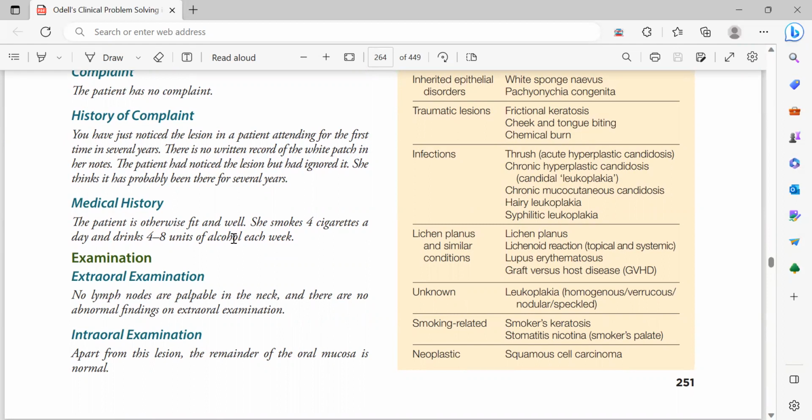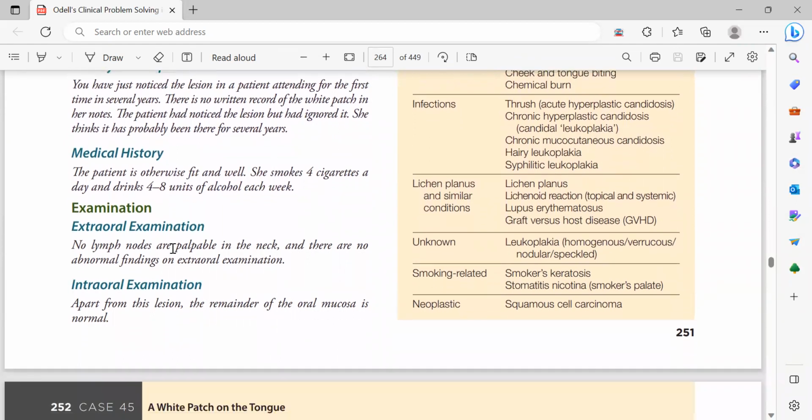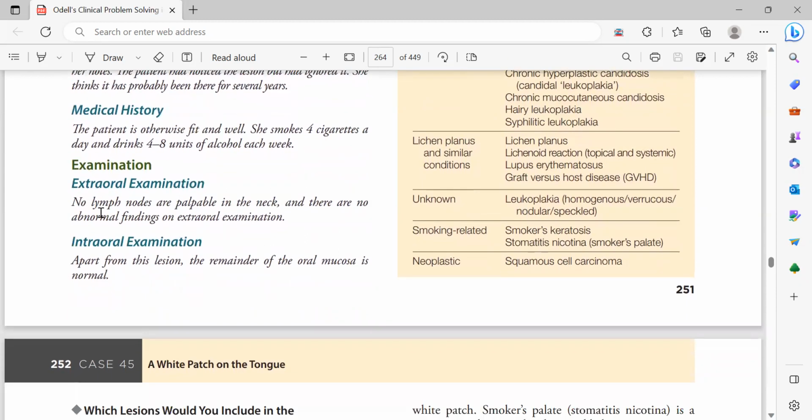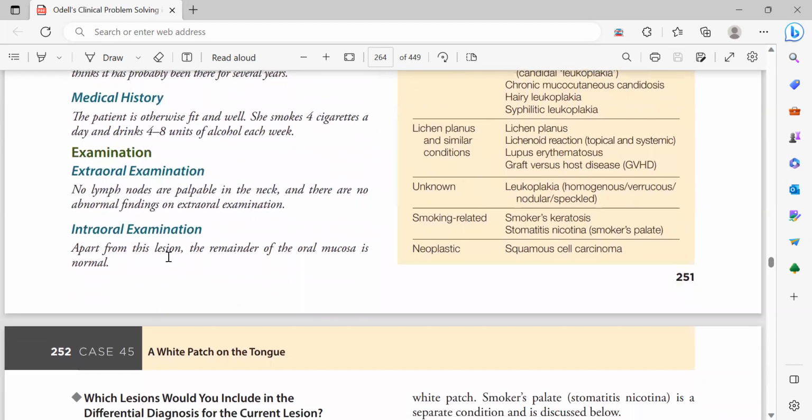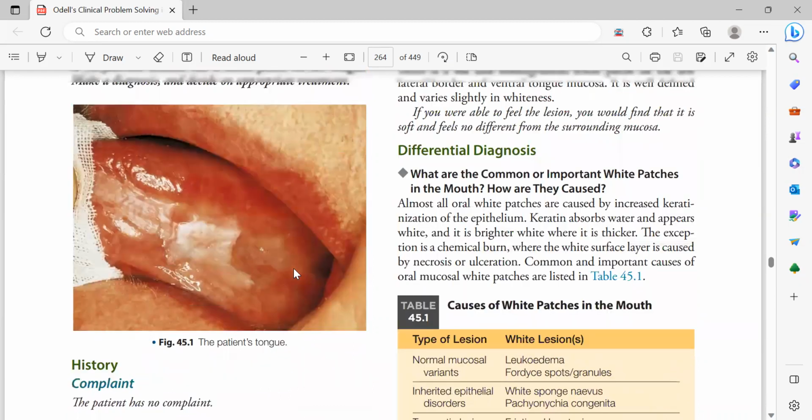Did you remember the risk factors that we read in the TG, which are smoking and alcohol? Both of them are present here. Then what examination did you do? First, you start from the extraoral. You checked her lymph nodes, but they were not palpable in the neck, and there are no abdominal findings. Then inside her mouth, apart from this lesion, everything else was fine.